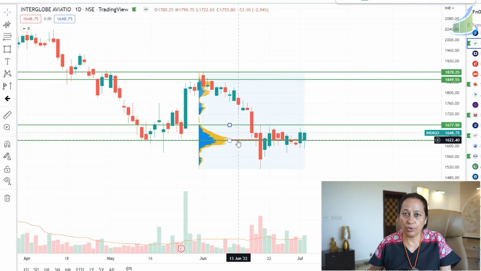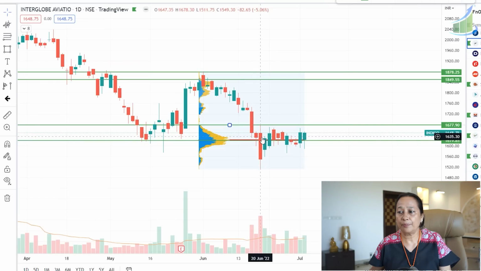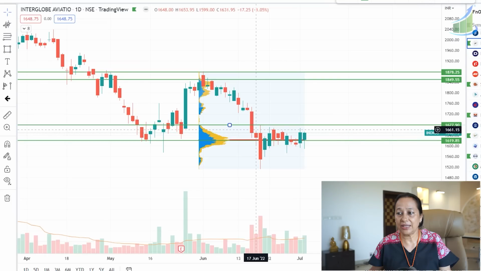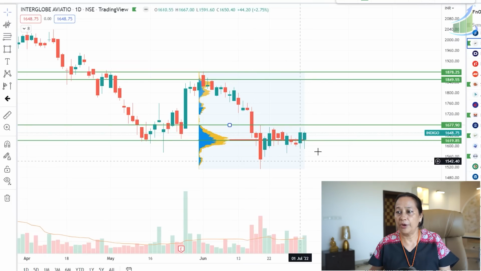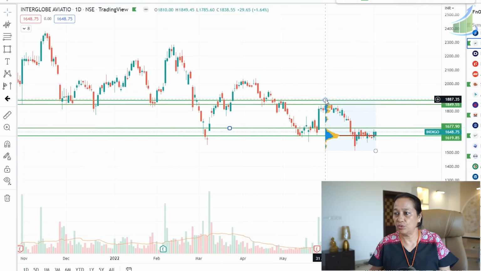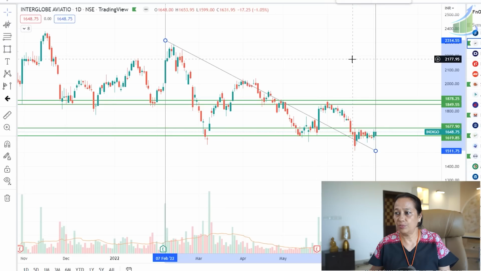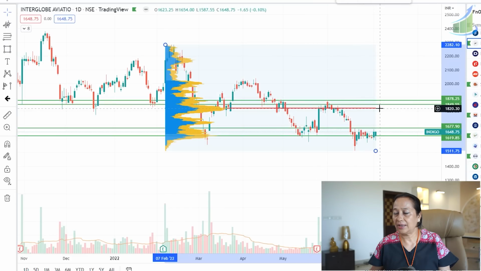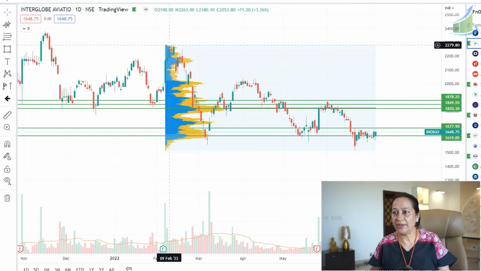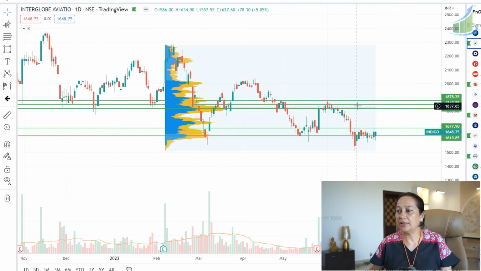This point of control will always behave as a place where most of the time highest volume will be traded. So in case price leaves it, then it will come out of this magnetic pull, which is caused by the point of control. Now let's see till what point can we expect this price to go. In case Indigo just starts moving, what can we expect? We can expect it to go till 1820, because I have taken the previous high and I've plotted this line.